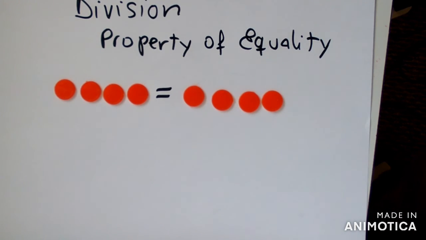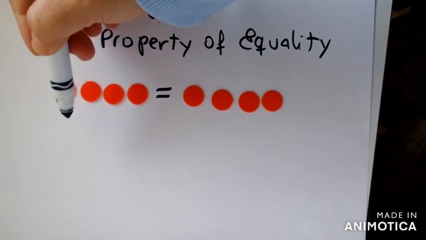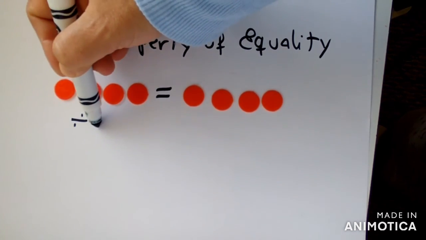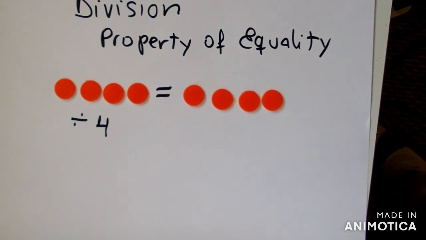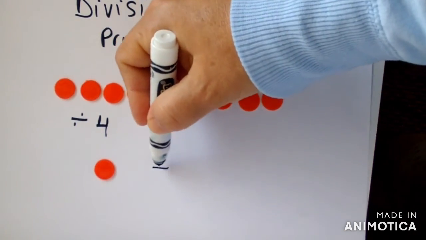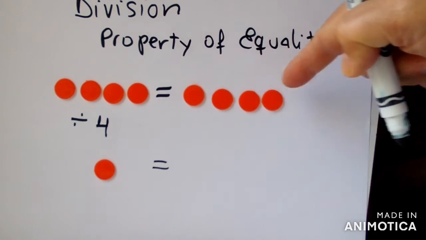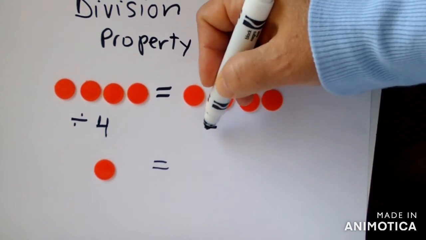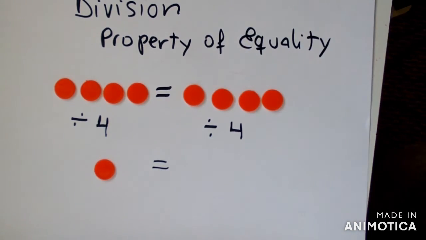Division property of equality. It means I am going to divide. I have 4 chips. I am going to divide by 4. When I divide 4 by 4, that gives me 1. The equality doesn't exist unless I divide by 4 the other side. So 4 chips divided by 4 give me 1 chip. Now the equality is the same. So if you divide the right by a number, you have to divide the left by the same number. Division property of equality.